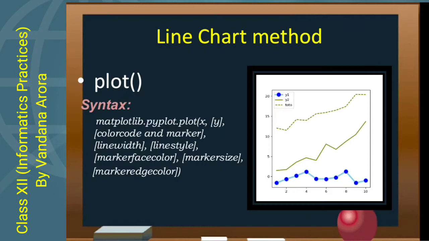Here you can see in the syntax I have used matplotlib.pyplot. I can use p.plot here if I have chosen any alias name for my library. On the parameters, I have used square brackets. You can see all the parameters have square brackets except x. It means the x parameter is mandatory to write. All other parameters are optional.